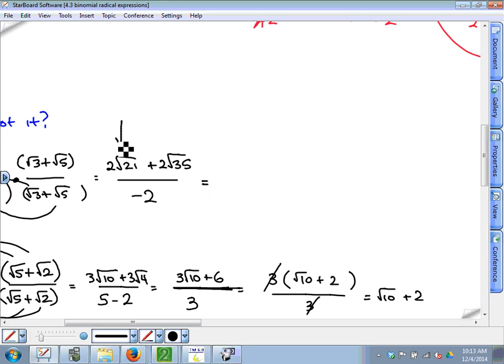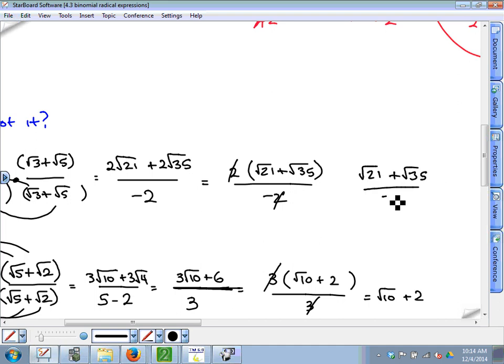Next thing to notice is that this piece up here and that piece up here, they both have a coefficient of 2. So I would factor that out. That leaves you the square root of 21 plus the square root of 35 all over negative 2. And here's the mistake. It's a teeny mistake. It's not a huge deal, but it's still a mistake nonetheless. This 2 cancels with that 2, but it doesn't cancel with the minus sign. The minus sign is still there. So it's really a negative 1 on the bottom. So you have the square root of 21 plus the square root of 35 all over negative 1.